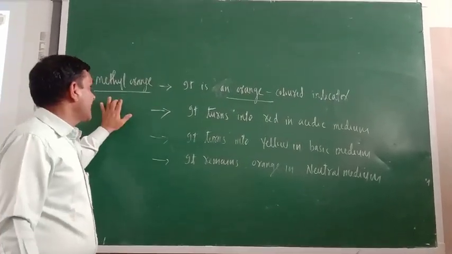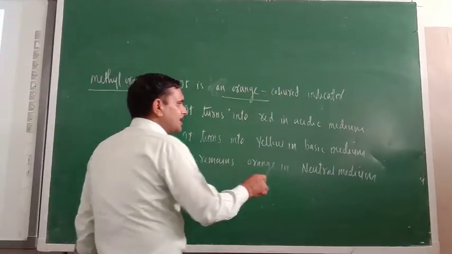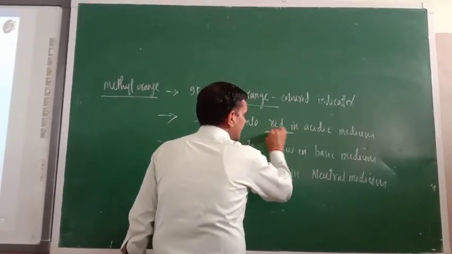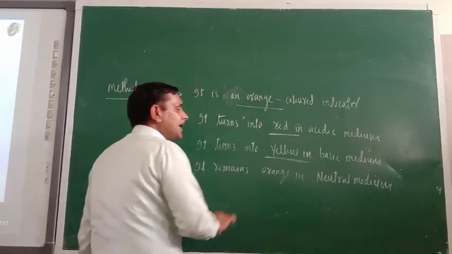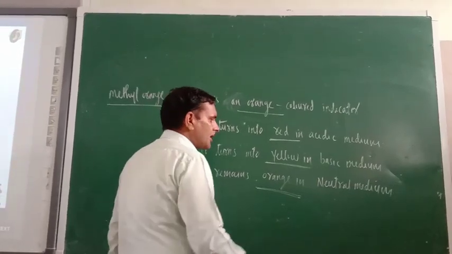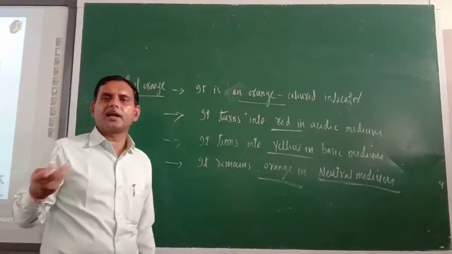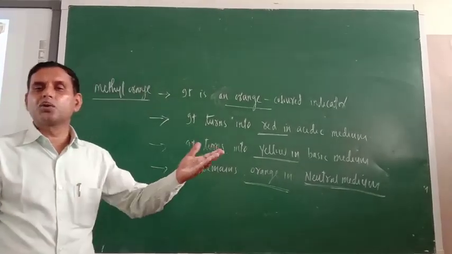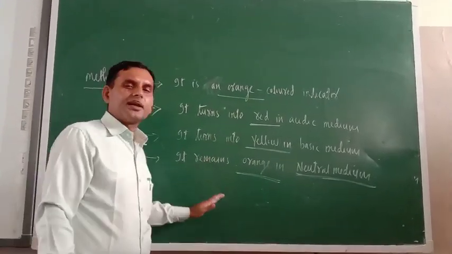Now the most important thing about methyl orange is, in acidic and basic medium it produces different colors. In acidic medium it is red, in basic medium it is yellow, only in neutral medium it remains orange. Neutral medium means neutral substances. There are so many substances in our daily life which we use as neutral substances, like sodium chloride, salt, which is a neutral solution.